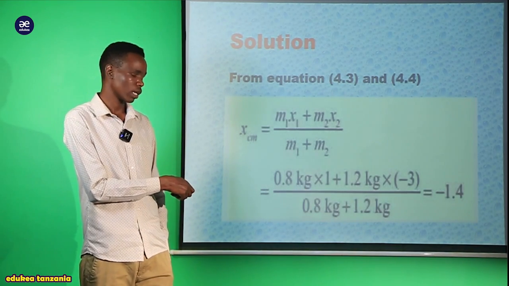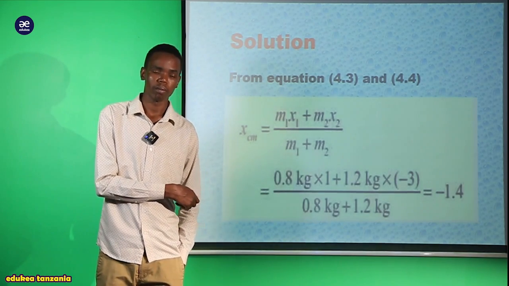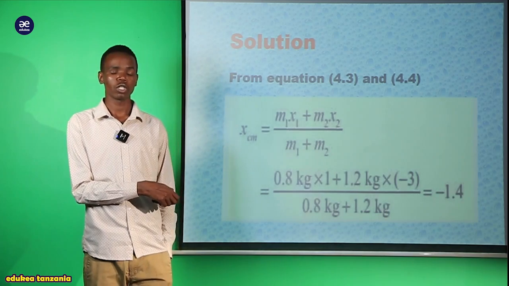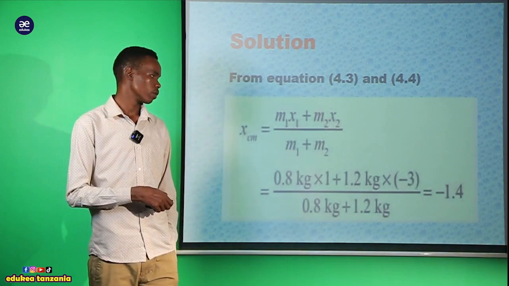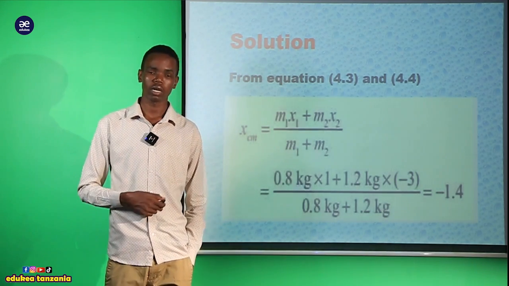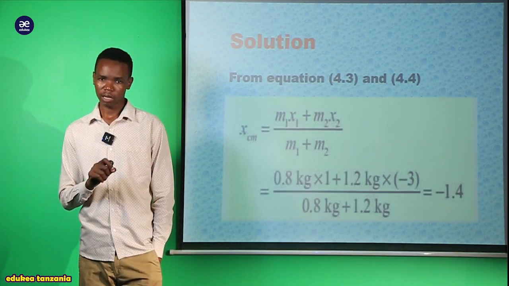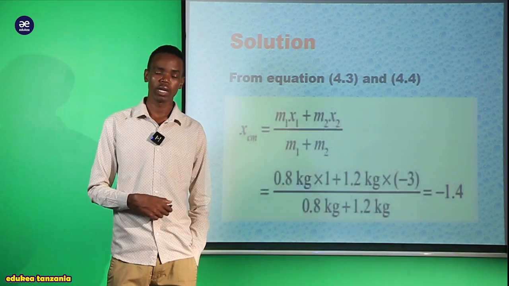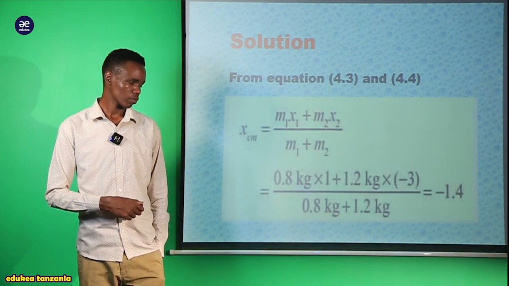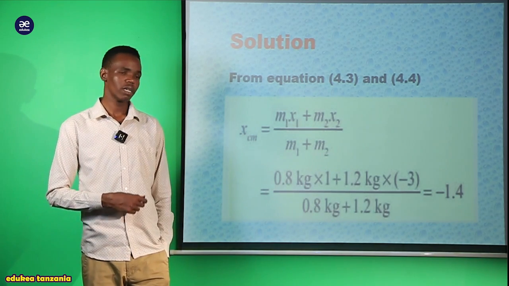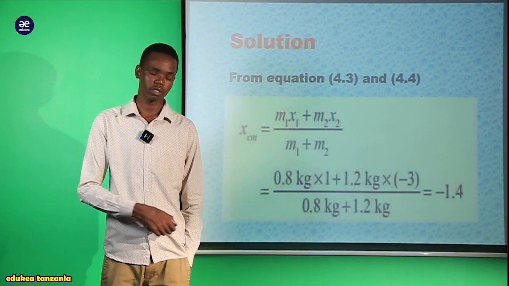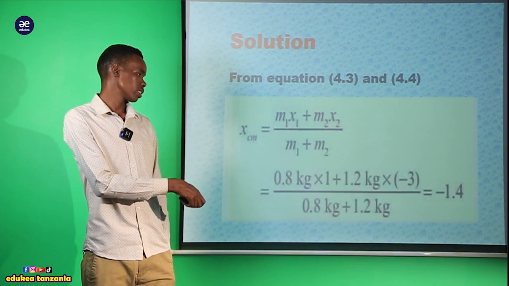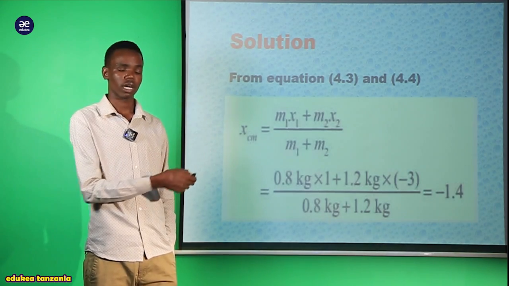Substituting, where there is mass 1 we put 0.8 kg times x1, which is 1, then we add 1.2, which is mass 2, times x2, which is equal to -3. We divide by the summation of their masses. It means 0.8 kg added to 1.2 kg. If we simplify, my dear student, the units of kg, because they are found at the top and also at the bottom, cancel out.